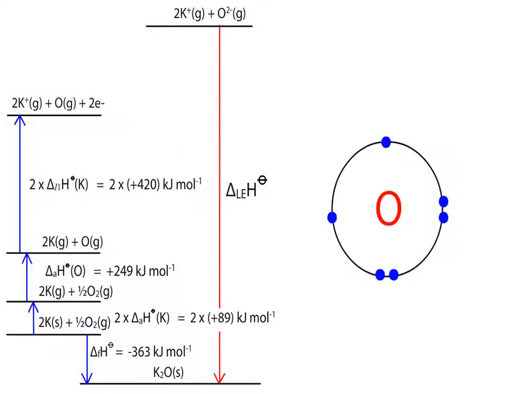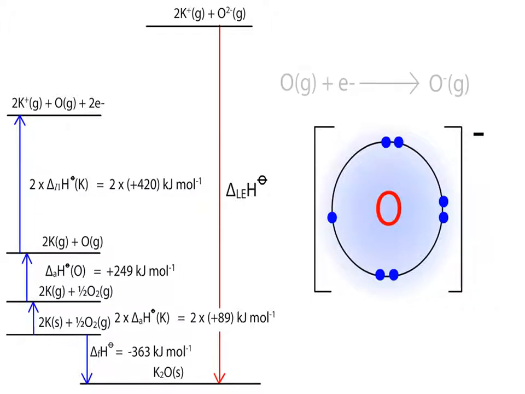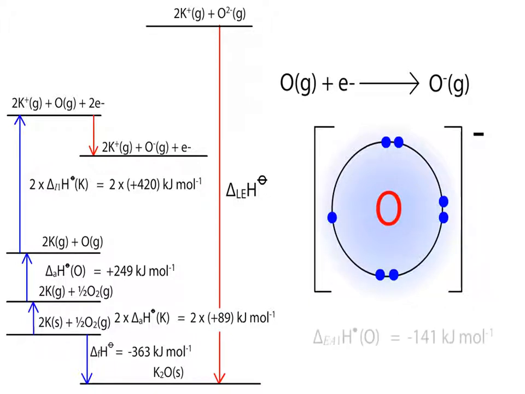Now we need to add 2 electrons to the oxygen atom to form the 2- ion. We do this 1 electron at a time. The oxygen atom will readily accept the first electron, as it will be attracted to the positively charged nucleus, and the singly negatively charged oxygen ion will end up lower in energy, and so this step is exothermic, and energy is released. The energy associated with gaining the first electron is known as the first electron affinity, and the first electron affinity value for oxygen is minus 141 kilojoules per mole.